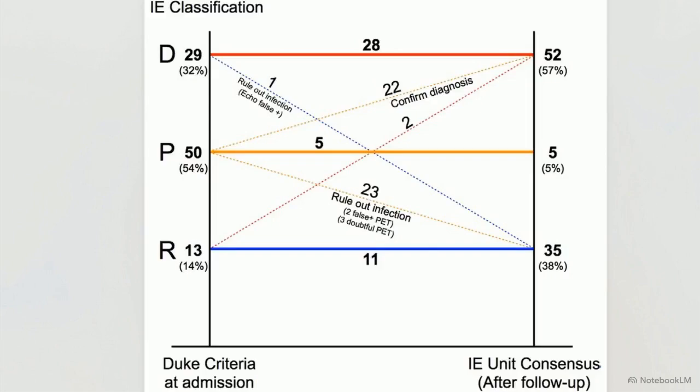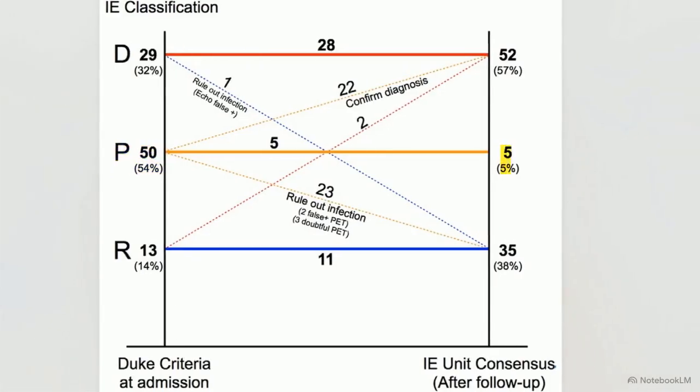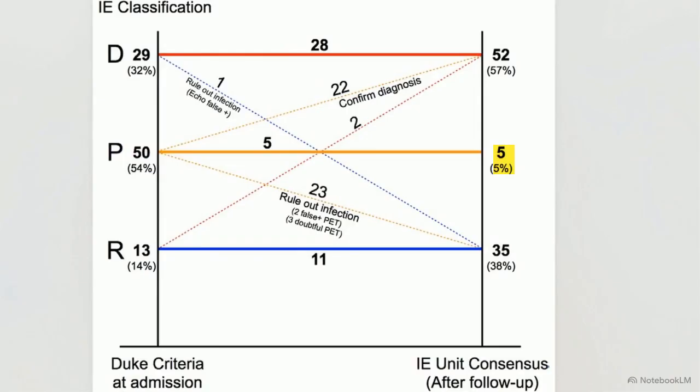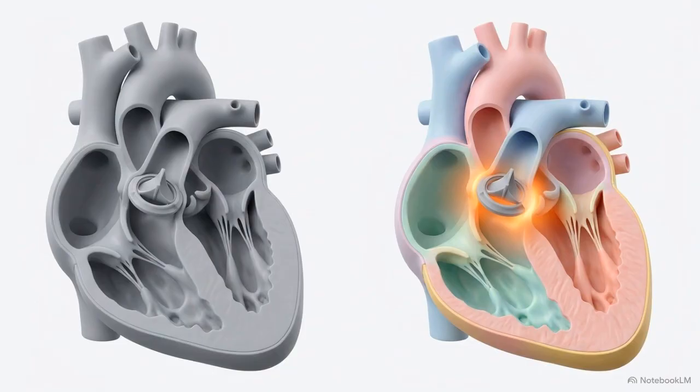This diagram shows IE case reclassification. Combining metabolic activity with anatomy resolves indeterminate cases. The orange row tracks 50 possible IE patients. With PET CT, that group drops from 54 to 5%. They are reclassified as definitive or rejected, raising diagnostic sensitivity to 90.7%. Molecular imaging provides a shift in the diagnostic endpoint, replacing clinical guesswork with anatomical and metabolic confirmation.